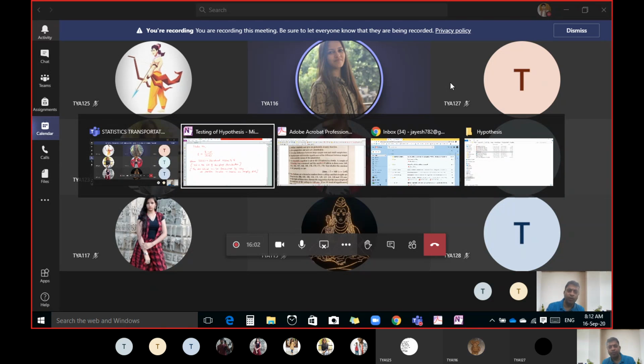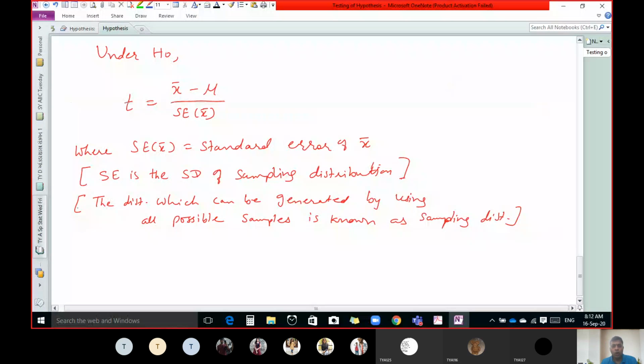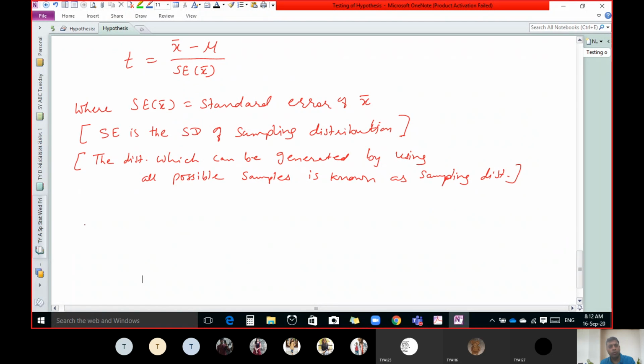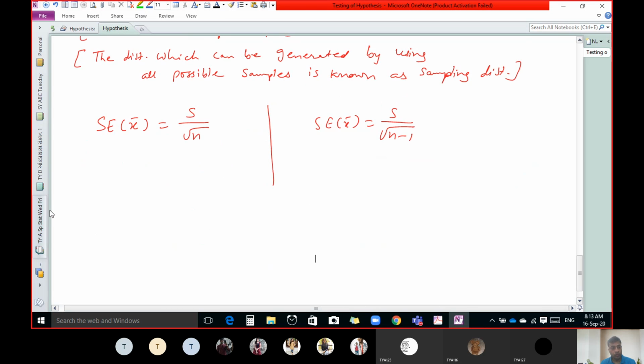Okay, let us continue. There is a formula for standard error. First of all you have to find the standard error of x bar by using a formula. There are two formulas. Either use s divided by root n, or another formula, s divided by root n minus 1. Both are valid formulas, but listen carefully.